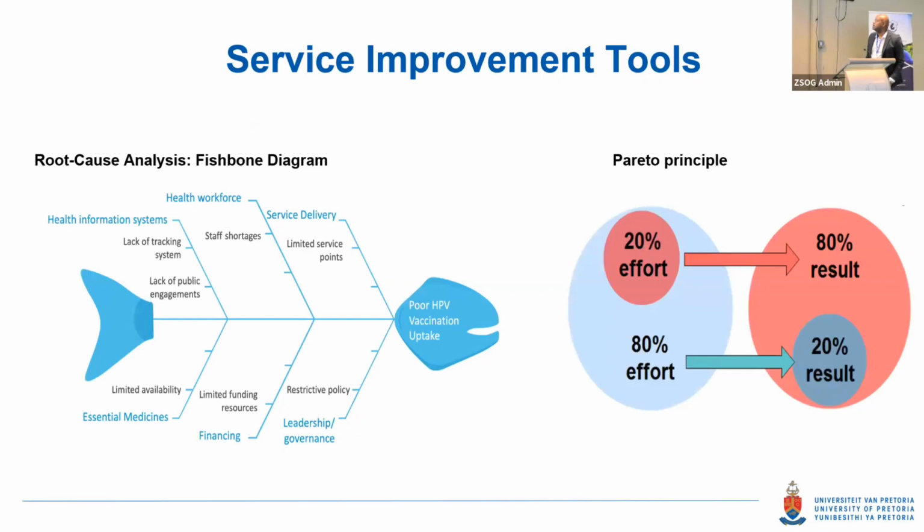And when you look at tools that you can use to promote efficiency, or where there's lack of efficiency, to see what is the right thing to do, there is root cause analysis, which is a fishbone diagram, whereby you put all those building blocks in. This will help you to see where exactly the problem is in the system.